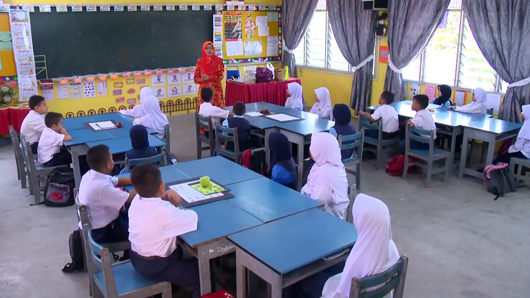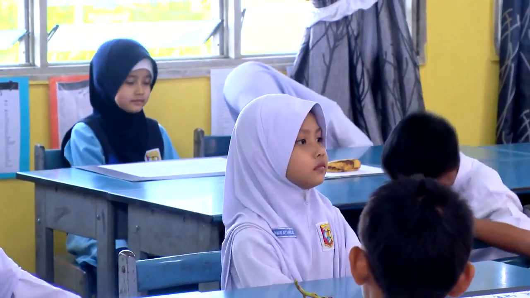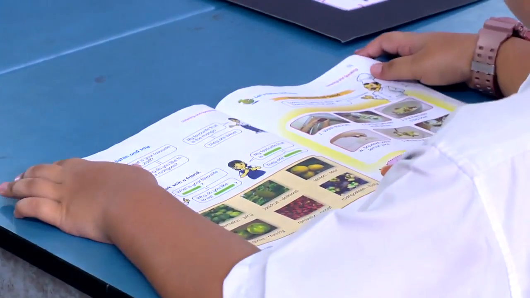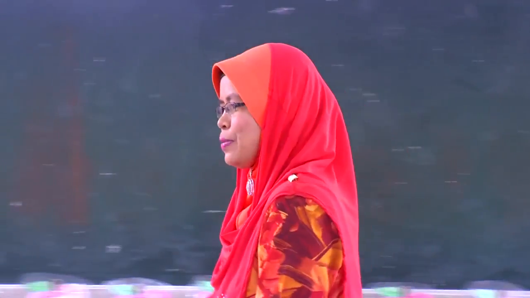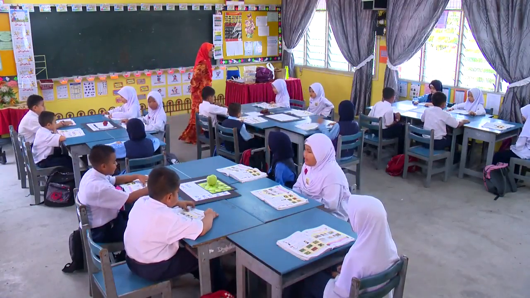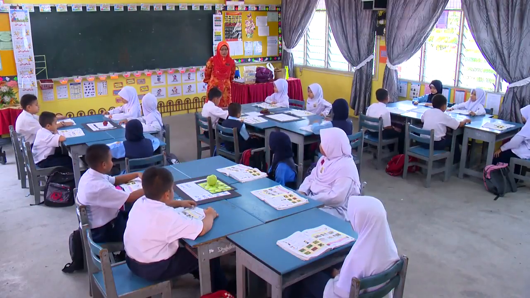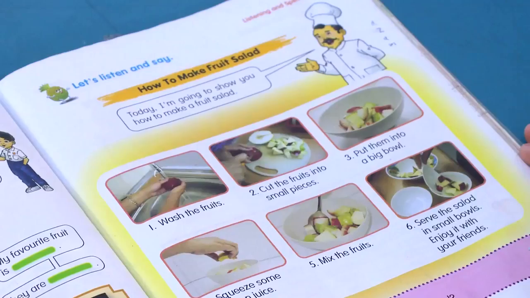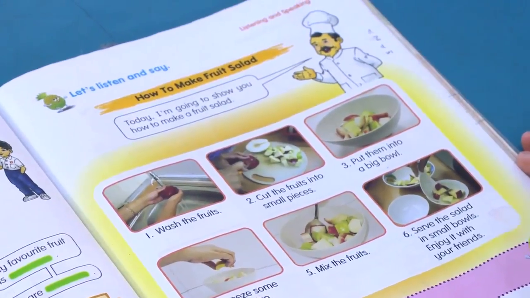Anyone? Take out your textbook. Okay. Turn to page 91. Okay. You ready? Yes. Okay. What is in your textbook? Page 91. How to make fruit salad. Yes. How to make fruit salad. Okay. There is the process on how to make fruit salad.